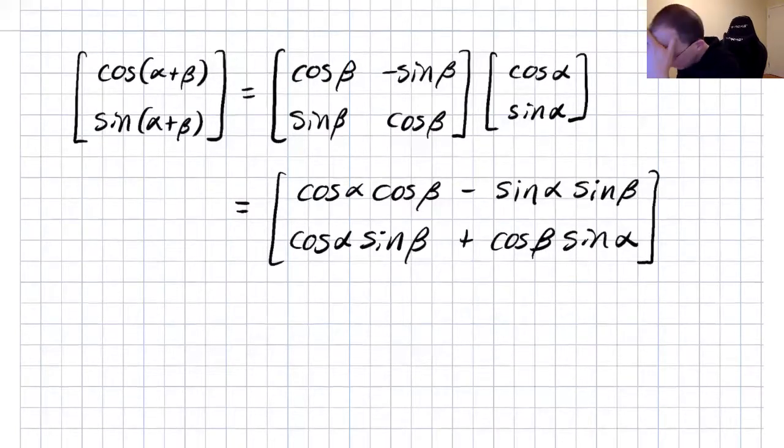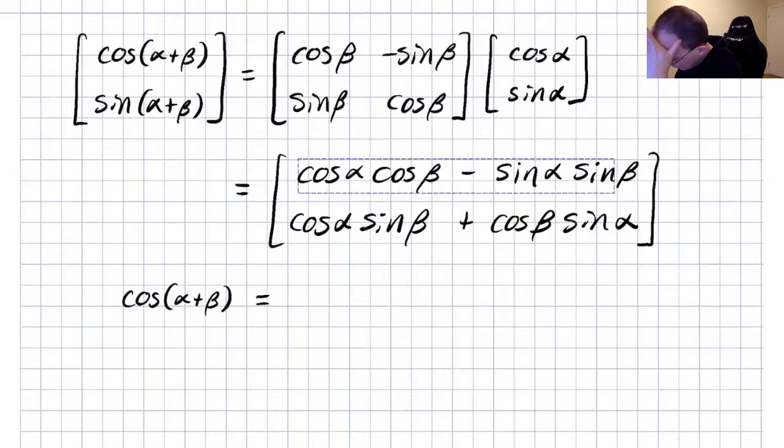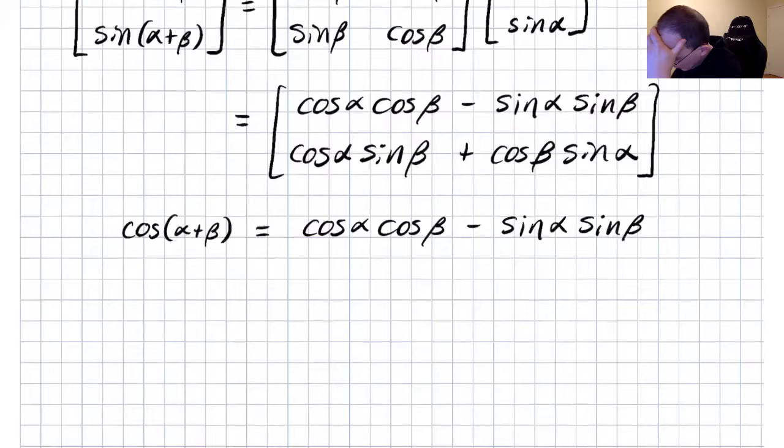Okay, so how does this work? So we have this is equal to this, right? And if I also plug in minus beta, well, what is cosine of minus beta?